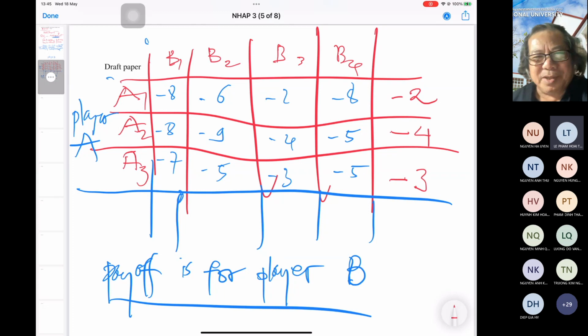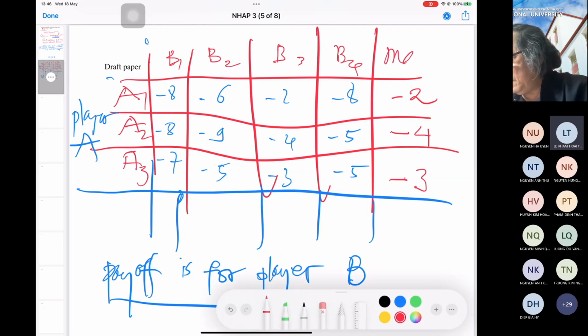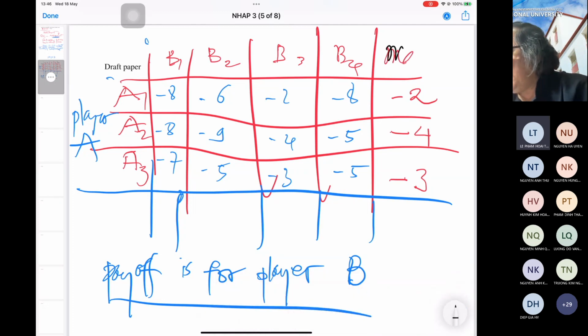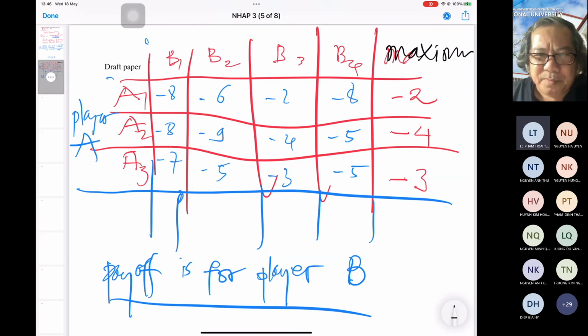So this one is what? Is it the maximum of the row or the minimum of the row? It is the maximum of each row. But in my example, it is minimum.